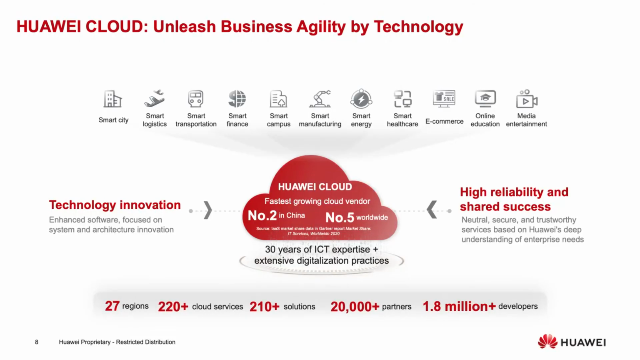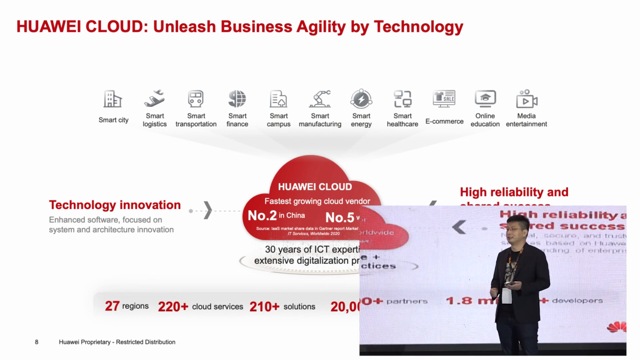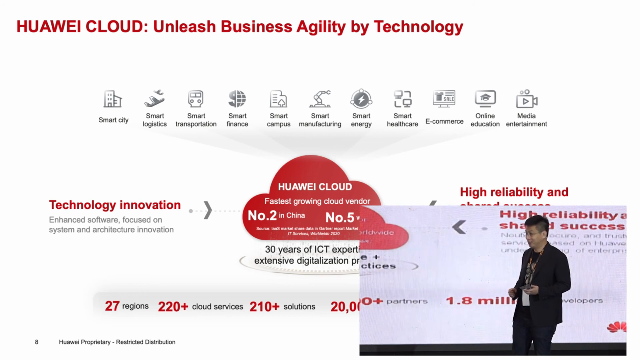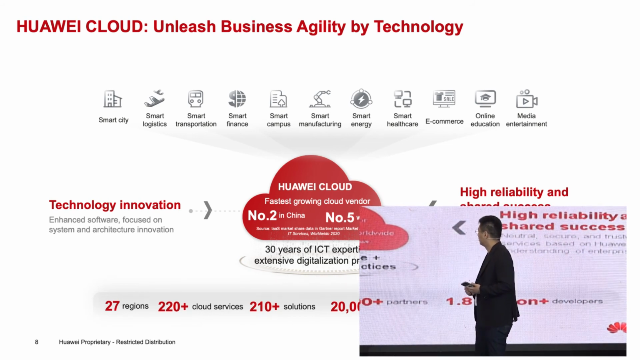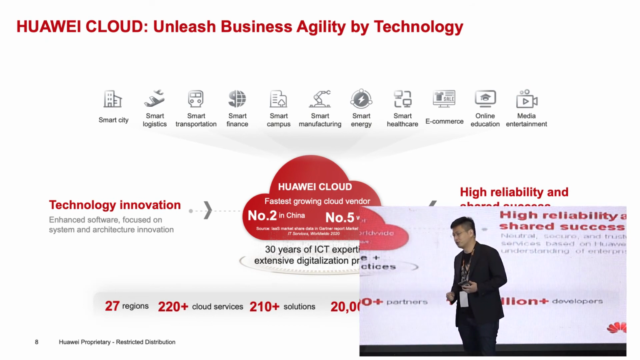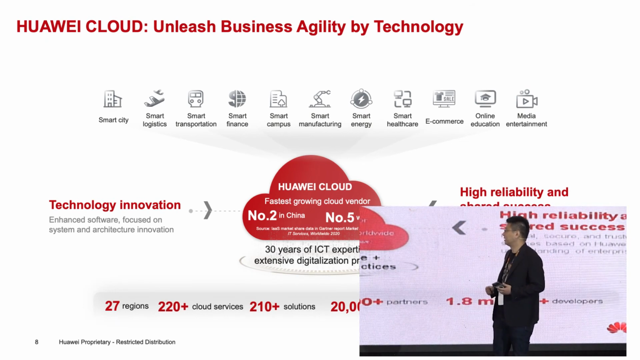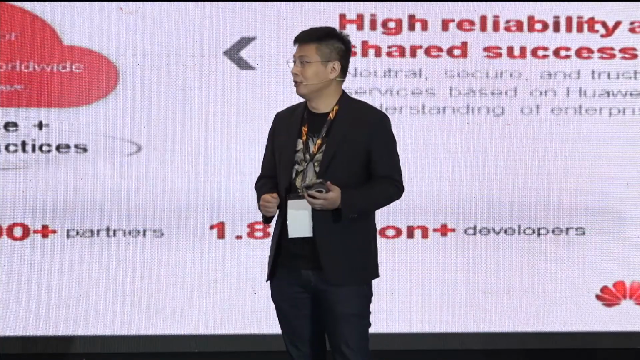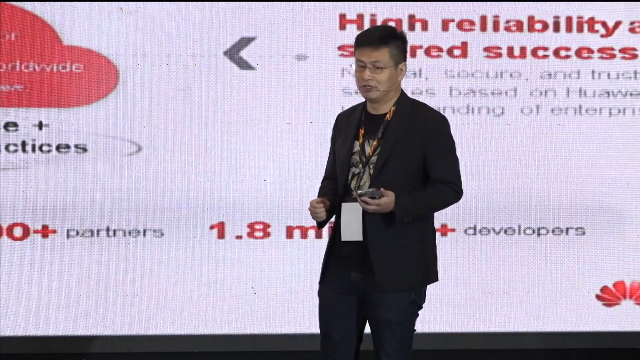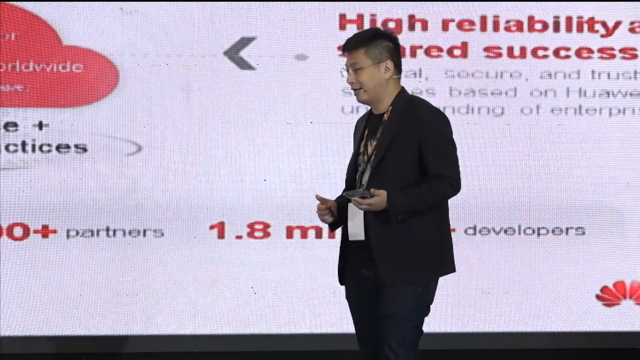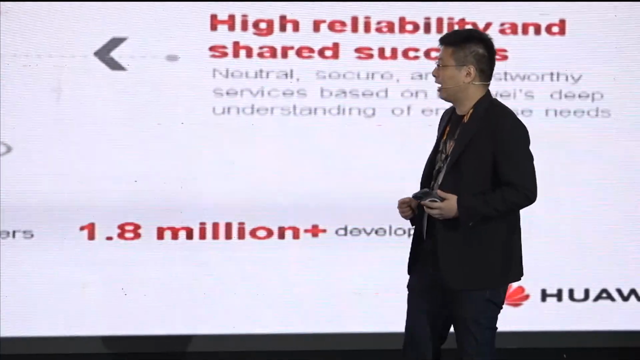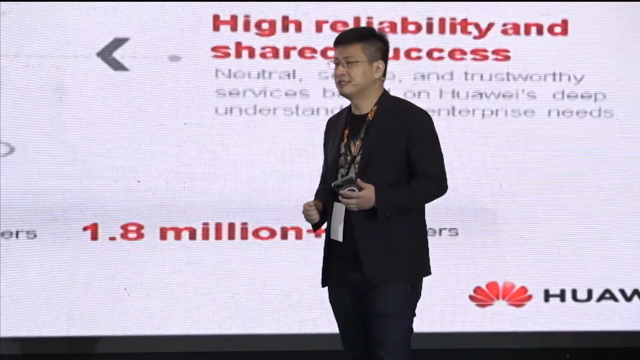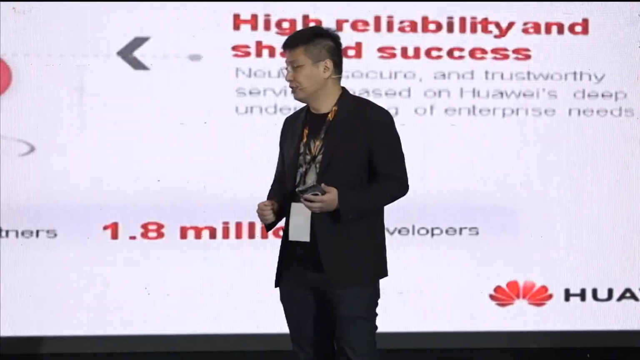Huawei Cloud, we are currently number 2 in China and number 5 worldwide. Today we also appear in the Gartner Magic Quadrant report as well, right? But we're still new. Huawei Cloud is built on technology innovations, high reliability and shared success. We have covered more than 170 countries, 27 regions.